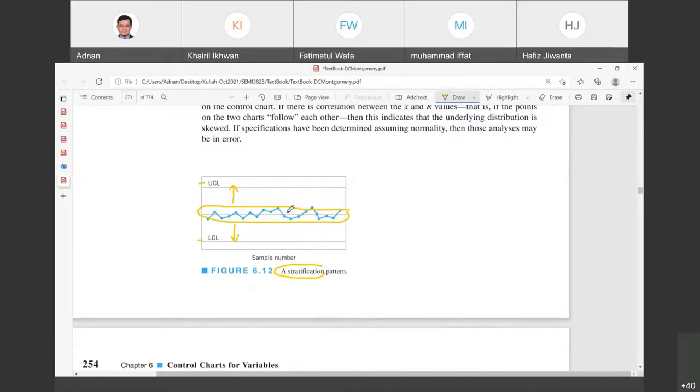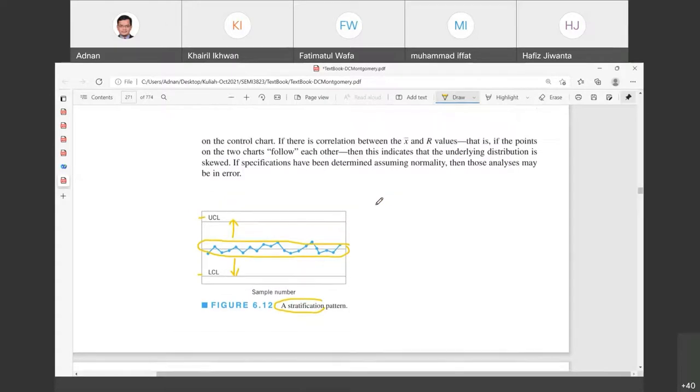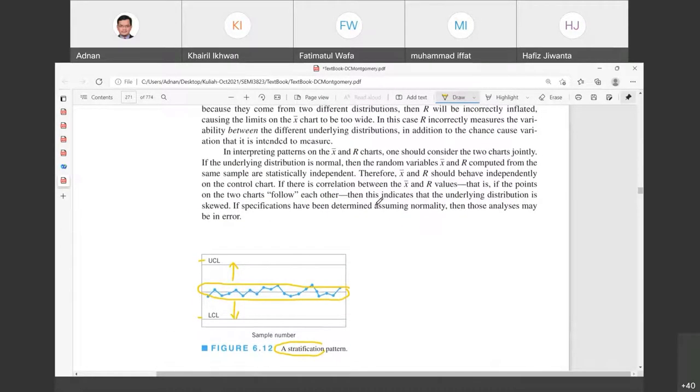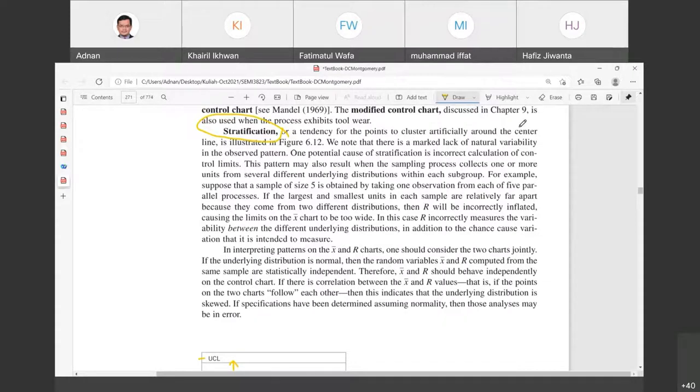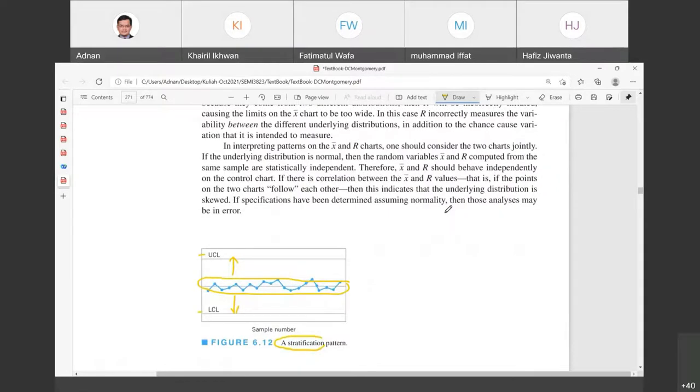If we continue having this, at the end it will create a bigger problem. This pattern is stratification. The cluster is artificially around the center. It means that something is pushing this process to be on the center. It could be, maybe in machining, the buildup of waste material stuck to the cutting tool. The cutting tool got stuck, and then finally it might overheat and then break. It doesn't fluctuate up and down naturally, but artificially it looks good.